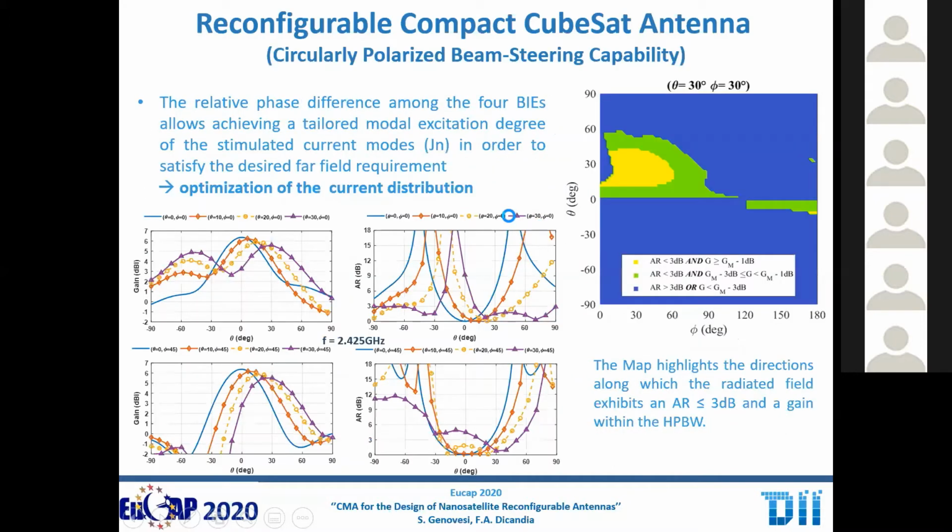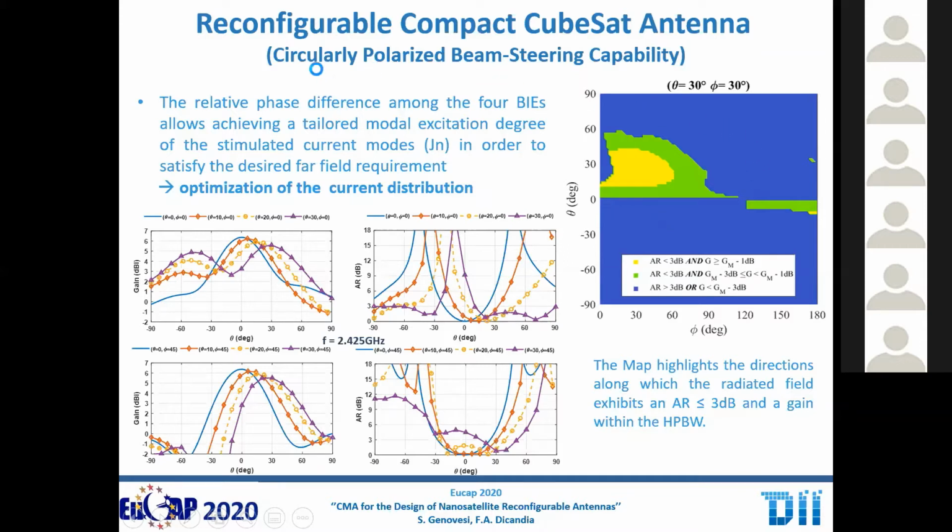So we optimized the phase of each exciter in order to simultaneously stimulate the proper modes. And then here, for example, we are pointing at the direction theta 30 and phi 30. And here, this is an overall map which describes with a yellow area when the axial ratio is less than 3 dB, and the gain is only 1 dB less than the maximum. And then the green is when, again, the axial ratio is acceptable, but the gain is between 1 dB and 3 dB less than the maximum. And then the blue one when the axial ratio is not acceptable anymore.